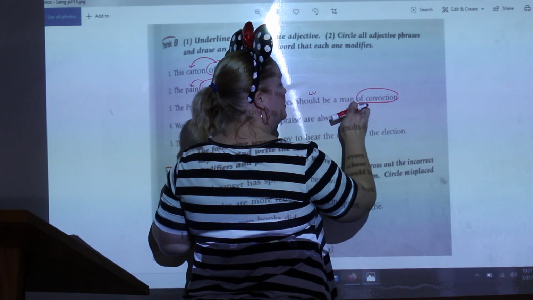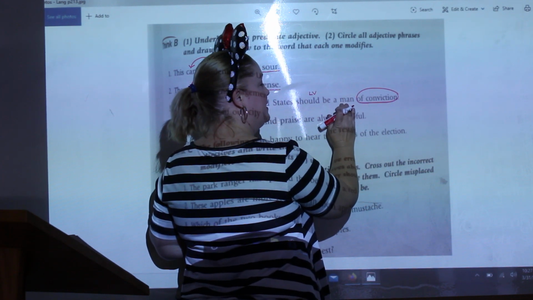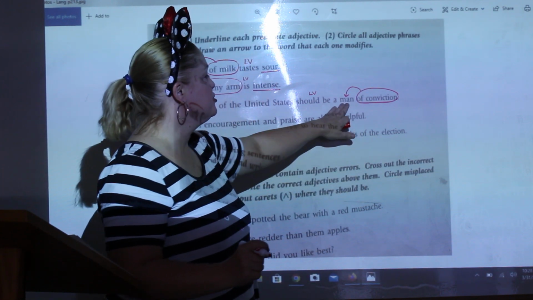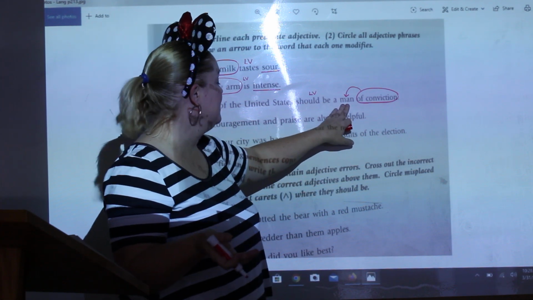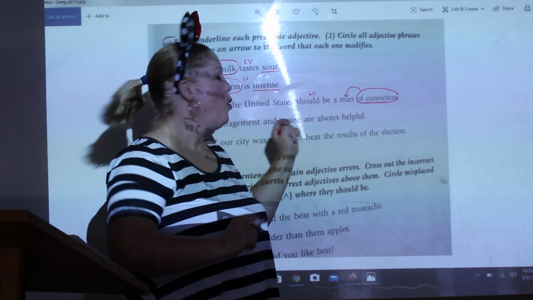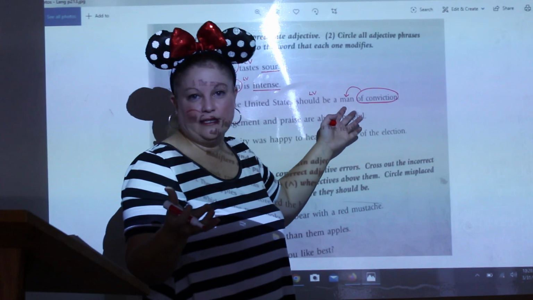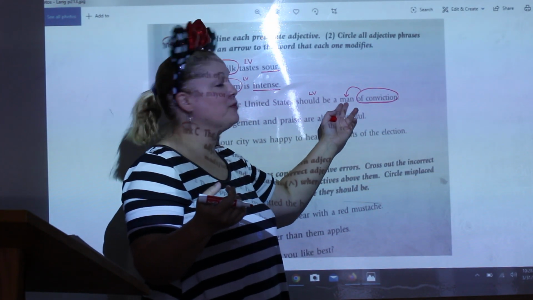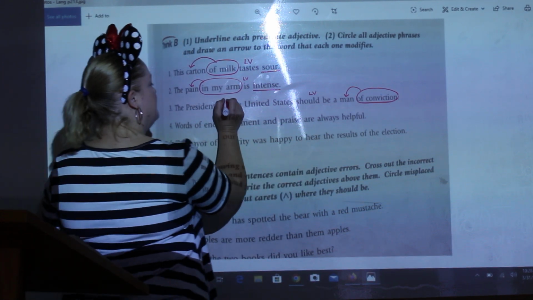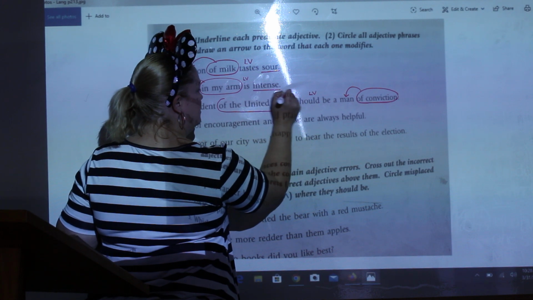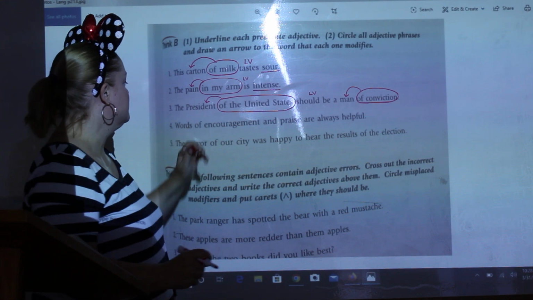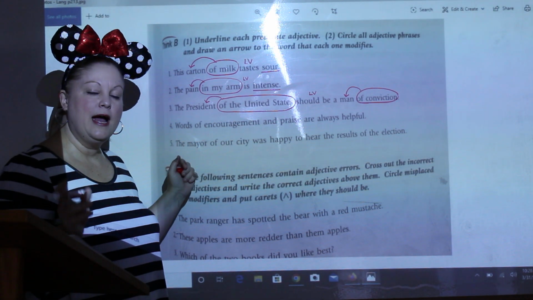I'm not going to underline it. It's not a predicate adjective because we have a predicate nominative. Of conviction is describing our predicate nominative, man. So we have a linking verb, but we don't have a predicate adjective. It's not saying should be nice or should be honest, right? It's saying should be a man, so that's a predicate nominative. But we do have a phrase that's describing it, and we also have an adjective phrase here, modifying president. Do 4 and 5, and then let's come back and check.